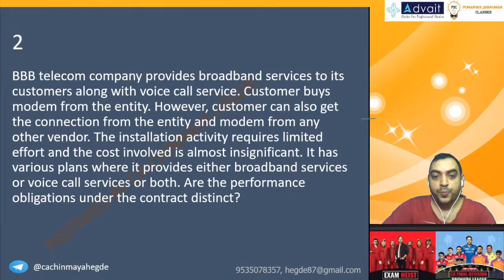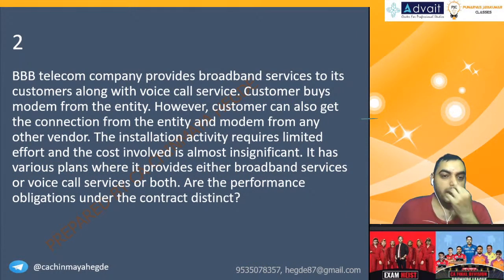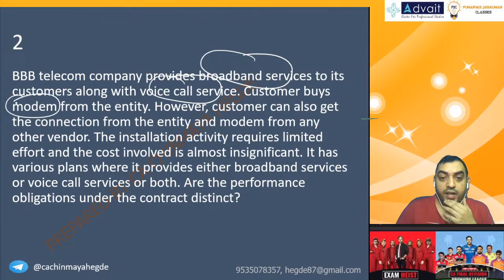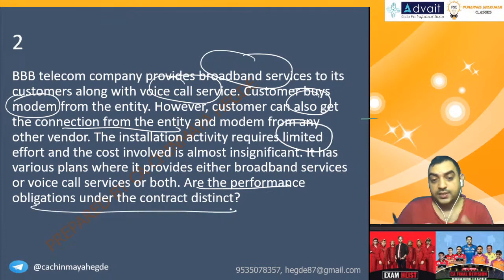Distinct performance obligation. Let's do a problem based on this. Question number 2. Please read. BBB Telecom Company provides broadband service to its customer along with voice call service. Customer buys the modem from the entity. Okay, so there is one broadband service, voice call service, modem from the entity. Customer can also get the connection from the entity and modem from any other vendor. Installation activity is also there, and the cost involved is almost insignificant. It has various plans where it provides either the broadband services or voice call or both. Are the performance obligations under the contract distinct? So we have three things now: broadband, voice call service, modem.